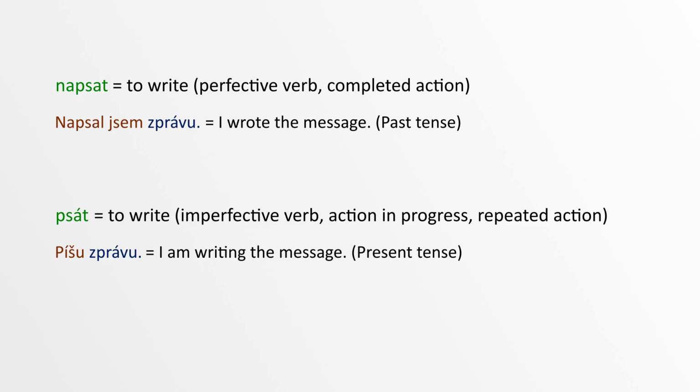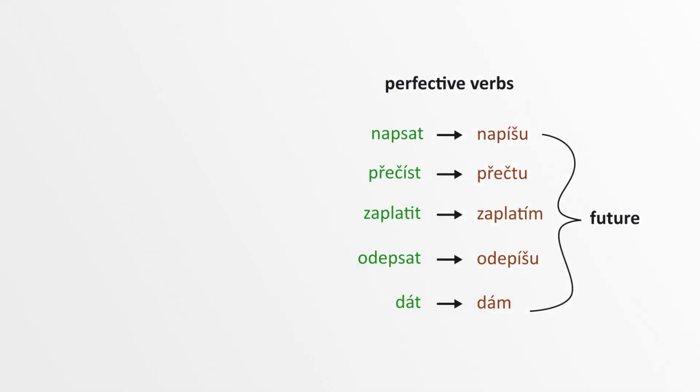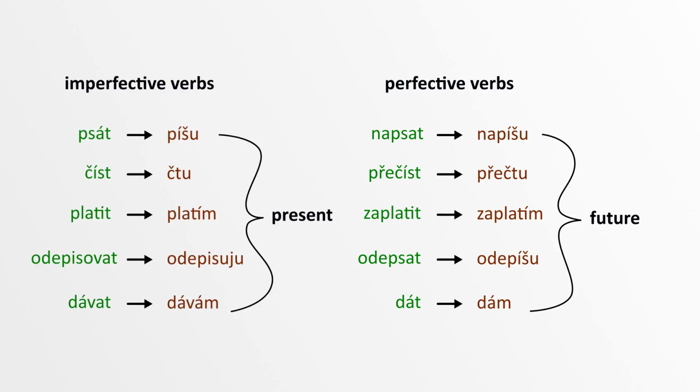So what happens if you use napsat instead of psát in the present tense? You get napíšu zprávu, and that is I will write and finish the message. It automatically becomes future tense. So in Czech, when you see a perfective verb that looks like it's in the present tense, like napíšu, it's actually referring to a future action that will be completed. The true present tense is only available with imperfective verbs because those can describe an ongoing or habitual action.